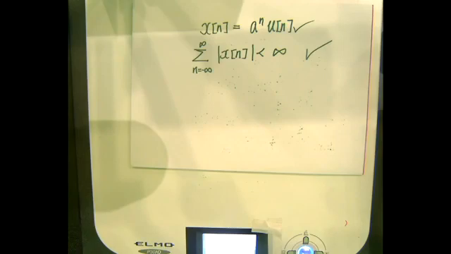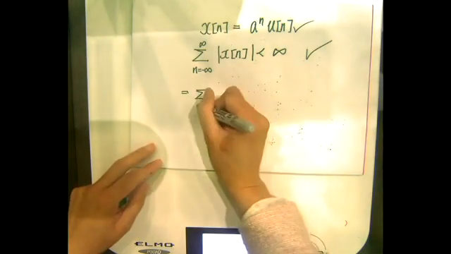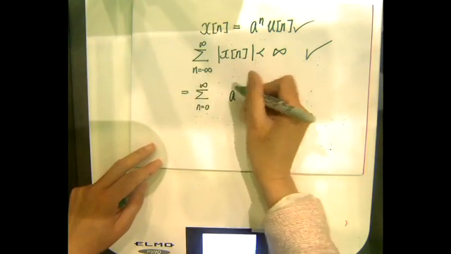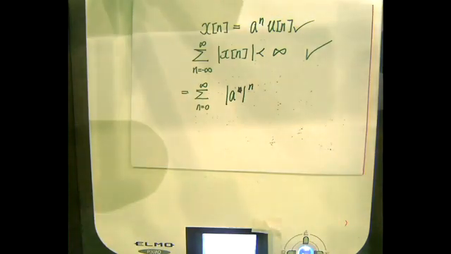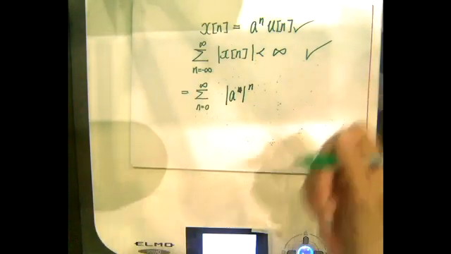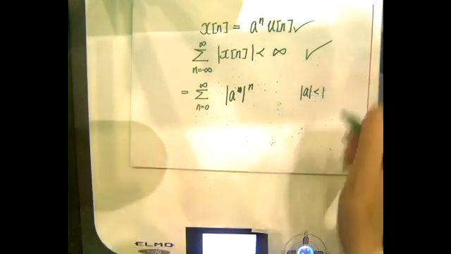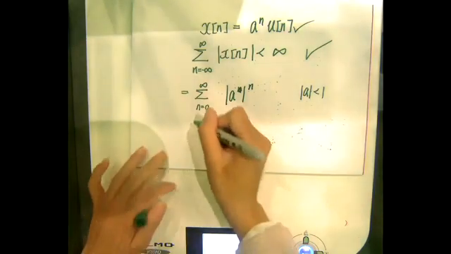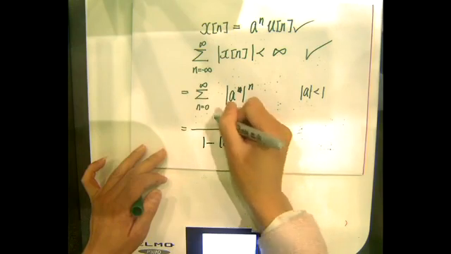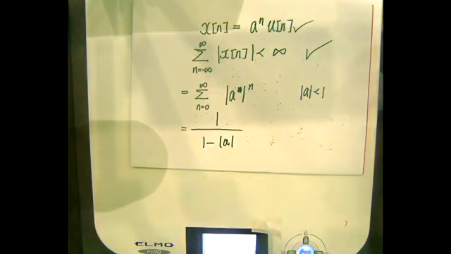So if you look at this part, it will be the sum over n from 0 to infinity of a^n. I can write down the absolute value of a^n. And this is satisfied only if my absolute value of a is smaller than 1. What's this summation? It is 1 minus this part over 1. All right. So if the absolute value of a is smaller than 1, I can find my discrete time Fourier transform. And if my a is larger than or equal to 1, no.